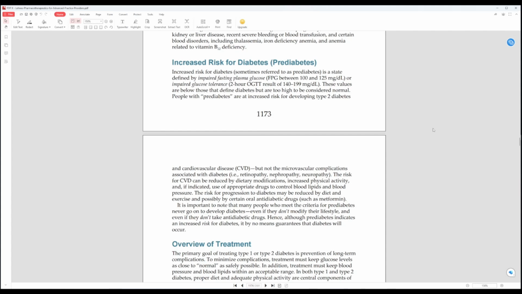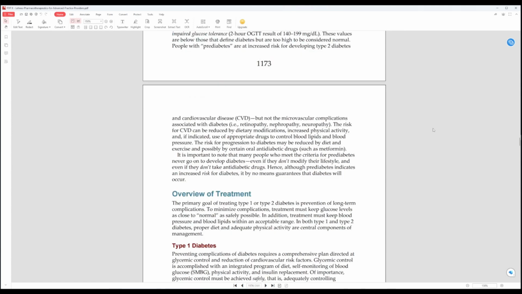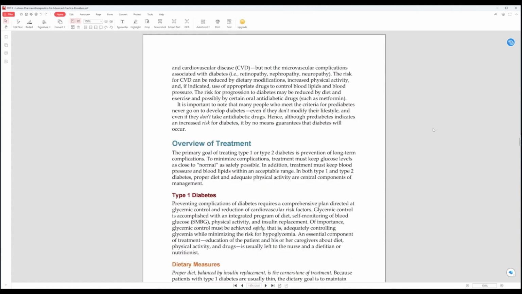So, people with prediabetes are at an increased risk for developing type 2 diabetes and cardiovascular disease, but not the microvascular complications associated with diabetes. So, your retinopathies, your neuropathy, or nephropathy. The risk for your cardiovascular disease can be reduced by simple dietary modifications, increased physical activity, and, if indicated, the use of appropriate drugs to control blood lipids and blood pressure.